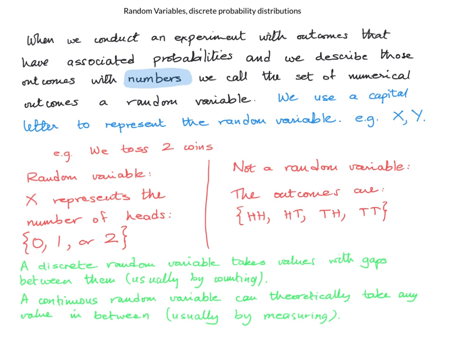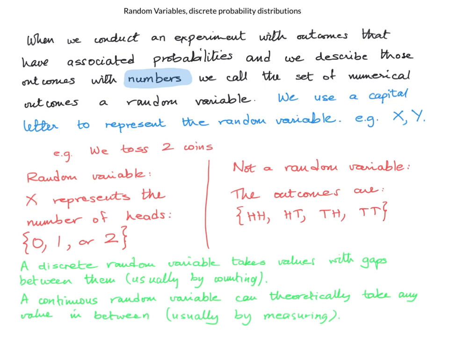Then we call the set of numerical outcomes, the set of numbers that we could get, a random variable. And we use a capital letter to represent the random variable, like capital X or capital Y or capital Z or whatever it might be. So for example, if I toss two coins, then a random variable would be, for example, X could represent the number of heads that we get after we toss the two coins. So it could be 0 heads, 1 head, or 2 heads.